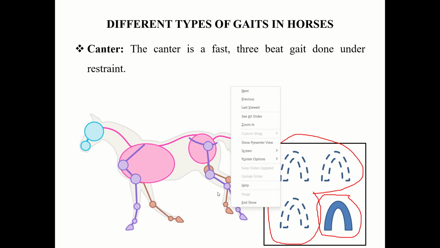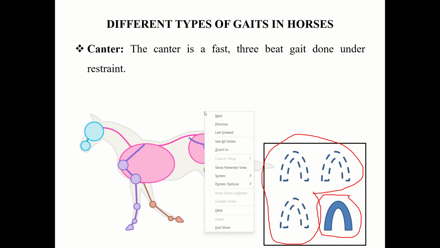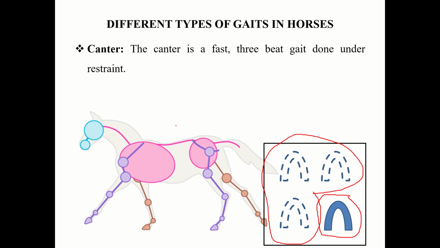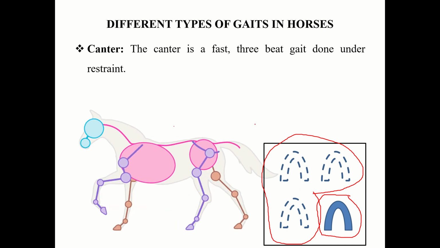See over here, I have paused the video, and you can clearly see in this diagram that the right hind leg is in the air, while, as I have paused this video GIF, you can see that the left foreleg is in the air while the other three are on the ground. Similarly, it is in alternate manner. So three legs are on the ground at a particular point of time with one leg in the air, and alternately it will move. So this is canter.